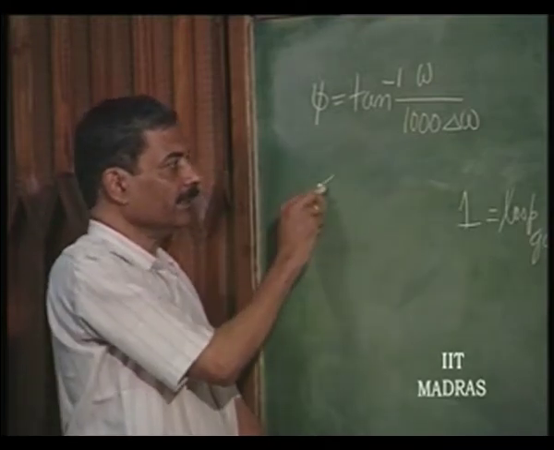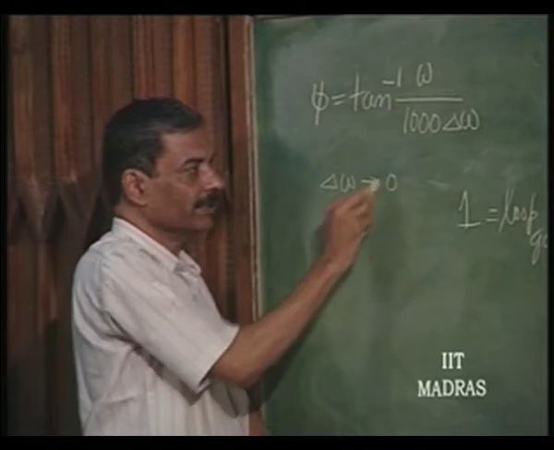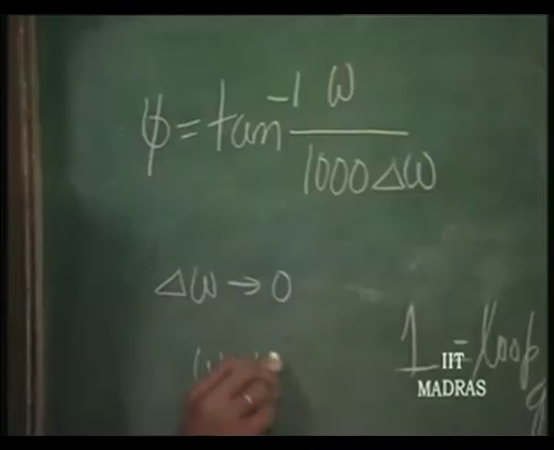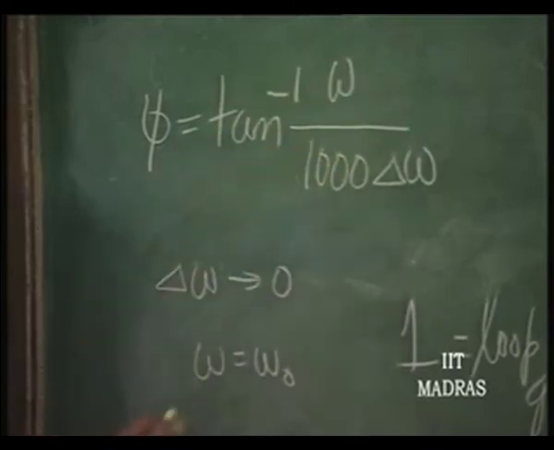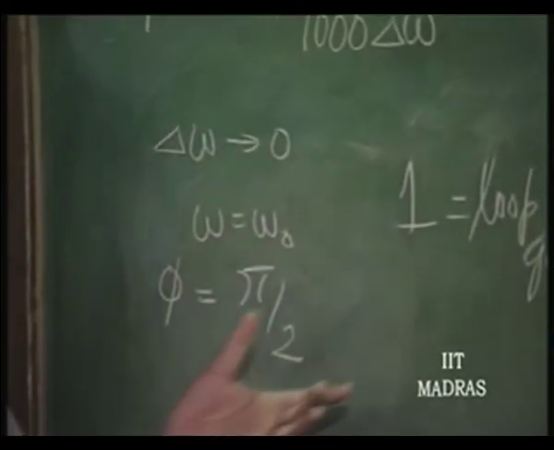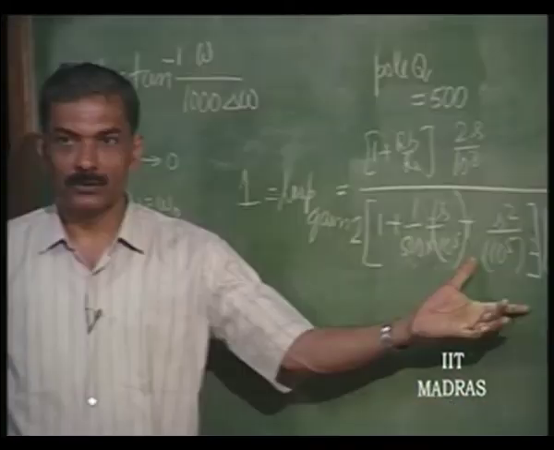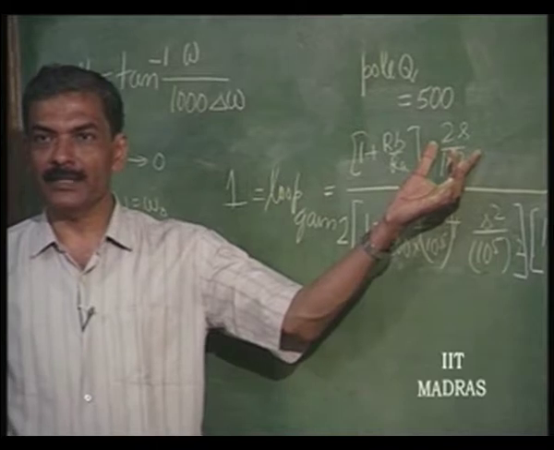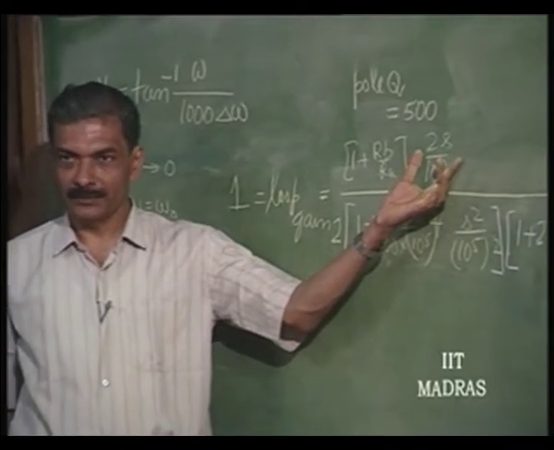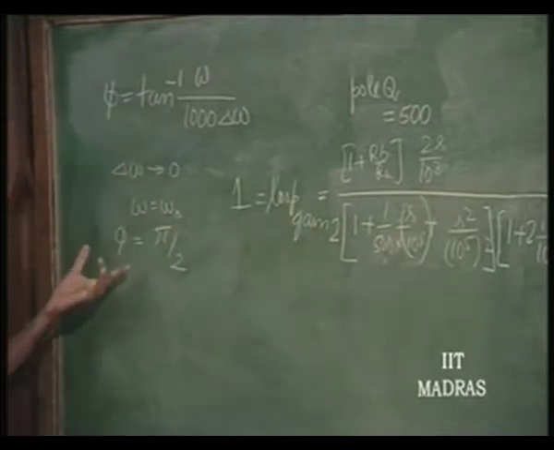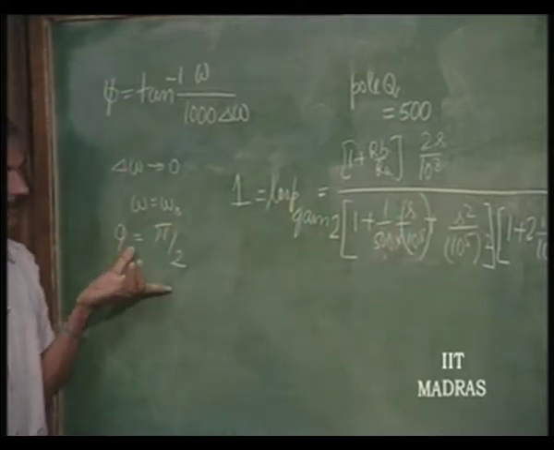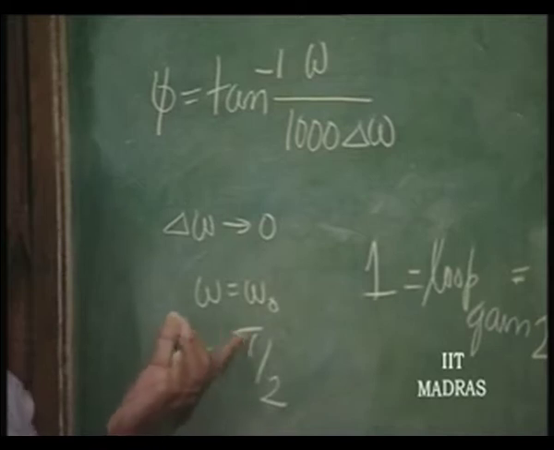From this we can see that as delta omega tends towards 0, omega equals omega naught, and this is going towards infinity, that means phi is equal to pi by 2. That is the phase shift contributed by the pole. Phase shift contributed by the 0 remains constant at pi by 2. So, overall phase shift is 0. Phase shift contributed by the pole alone is pi by 2 at omega equal to omega naught.